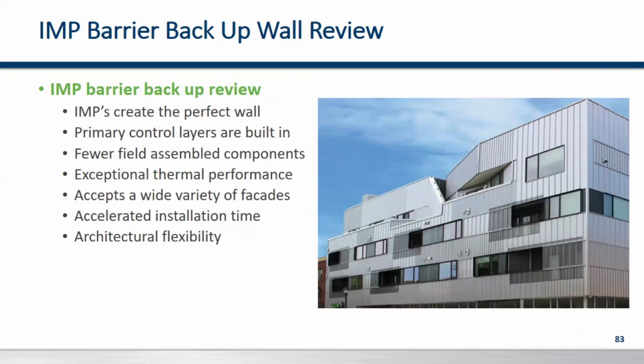So in summary, when creating a building, we have to create that perfect wall. Insulated metal panels are an excellent choice to do that because all of those primary control layers are built into a single component. There's fewer components when we look at a robust Rainscreen system, which typically has 8 to 9 different components. We can pull that down to about 5 different components with a barrier backup system.